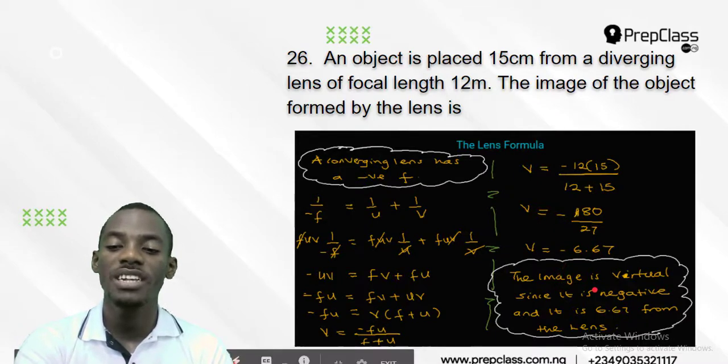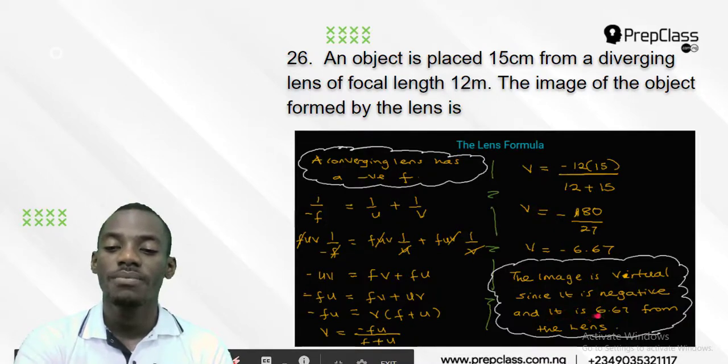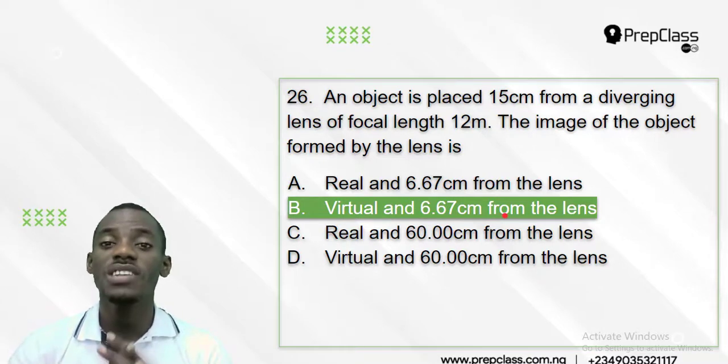The image is virtual since it is negative. How do I know? It is virtual because it is negative, and virtual means that it is formed behind the mirror. So the image distance is 6.67 from the lens, but since it has a negative value, that means it is virtual. So the answer is virtual and 6.67 centimeters from the lens, and that's how we answer questions on mirror.